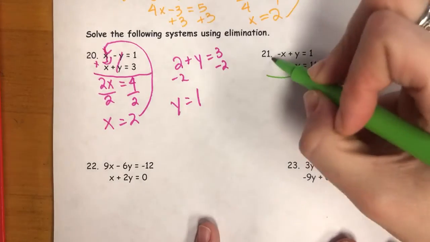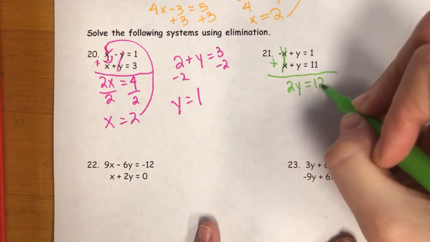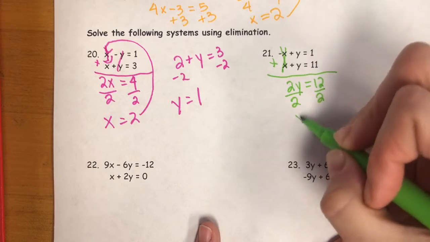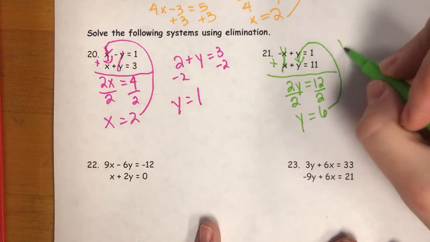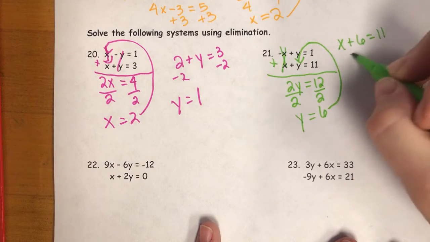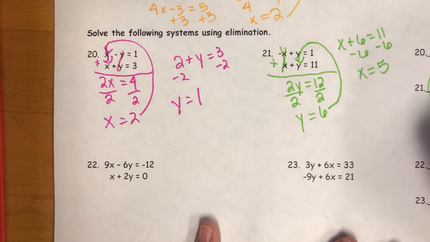These are also already set up for elimination. Those will cancel. Plug that y back into the bottom one. So we'll say x plus 6 equals 11. x equals 5.